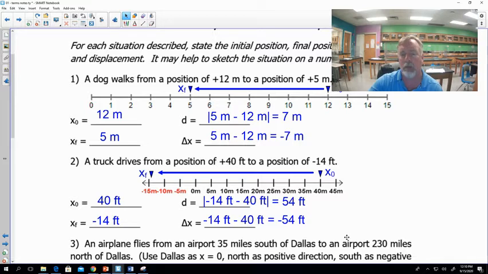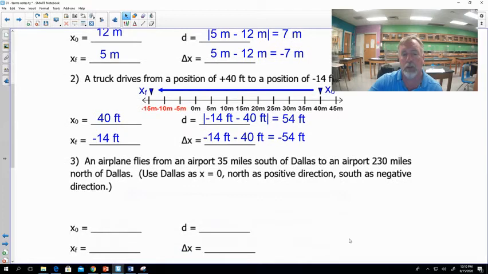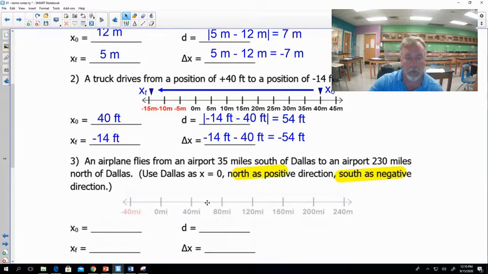Let's make it a little bit harder here. This one is going to be, we're going to start thinking about positive and negative. Might just here is going to be north or south, right? Not just simply left or right. So we're going to be using south as a negative direction, north is positive. So let's put our number line in here first. And let's put in our x naught and our xf.